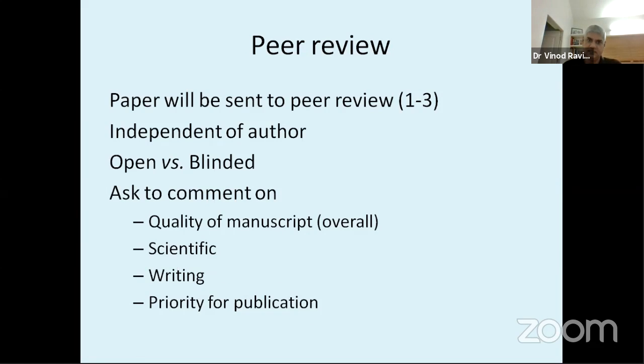Once the editorial review is okay and your paper is not rejected at that stage, then the paper can be sent to peer reviewers through the associate editors, depending on the journal. And depending on the type of manuscripts, it could be 1, 2, 3, or even 4 reviewers.